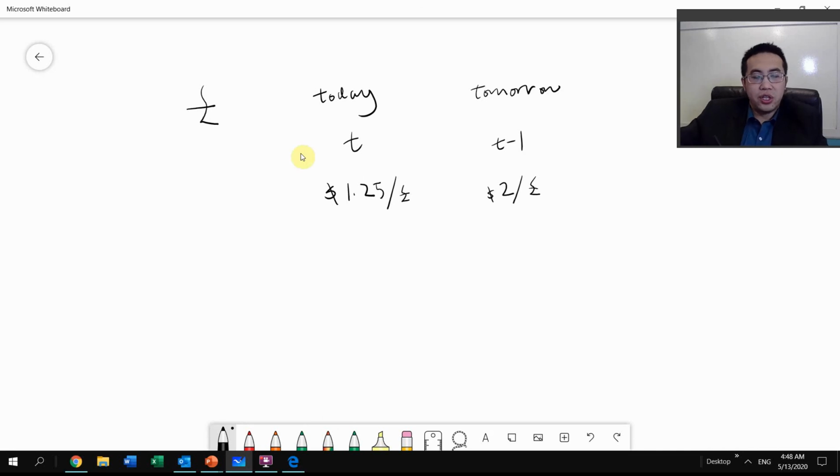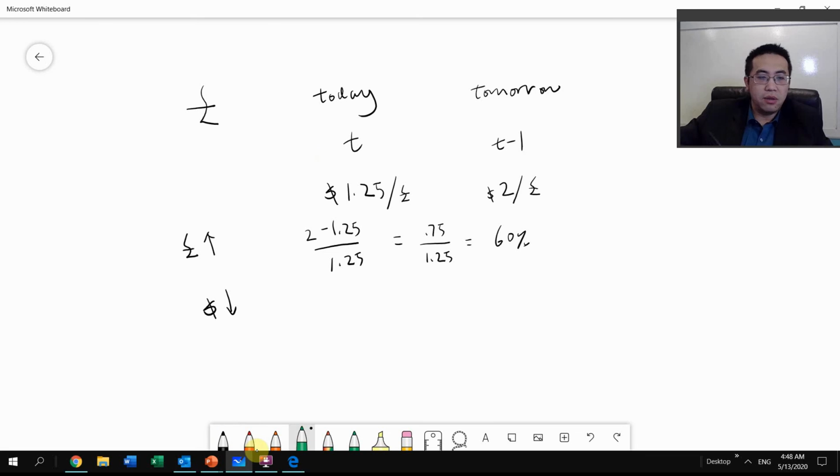So the amount of appreciation will be 2 minus 1.25 divided by the earlier amount. So that's going to be 0.75 divided by 1.25, which is 60%. And this is derived from the direct quote. So this is the amount the pound appreciates against the dollar. And if you want to know how much the dollar depreciates against the pound, then we'll need to take the reciprocal.